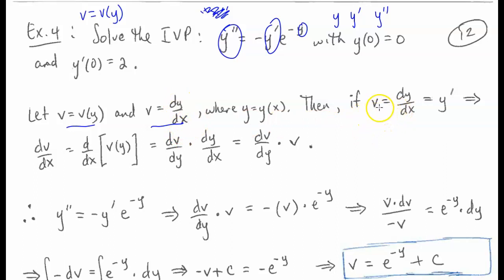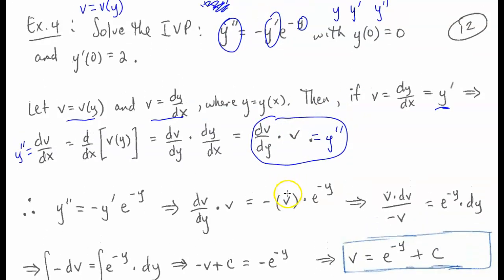Then of course, if dy over dx is y prime, we would want to find y double prime, which is the derivative of v with respect to x. And of course, since v is a function of y, we have to use the chain rule. And so we know that y double prime just ends up being dv over dy times v. And so you see here, we actually make those substitutions. So in place of y double prime here, we are putting dv over dy times v. In place of y prime here, we're just putting v.